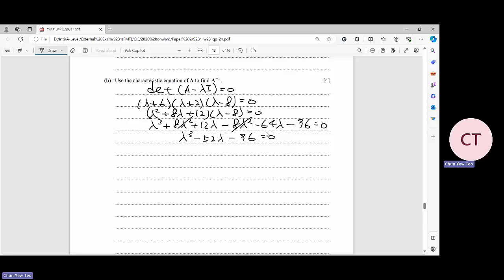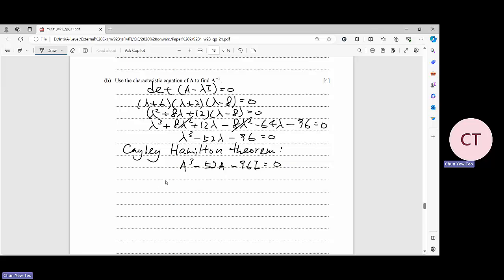Okay, so this is called the characteristic equation. And in order to use the characteristic equation to find the A inverse, we will use the Cayley-Hamilton theorem. The Cayley-Hamilton theorem says that from the characteristic equation, we can make it become A cubed. The lambda changes to the matrix A, and the 96 you make it become 96I. Then you get a zero matrix.